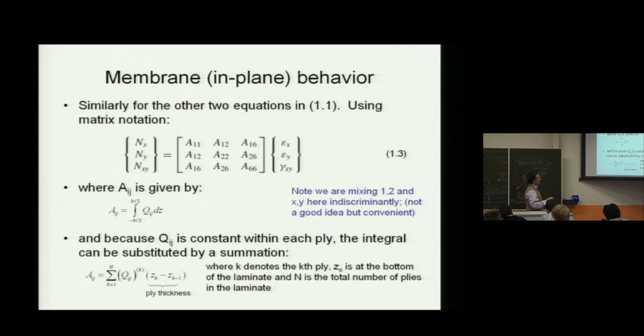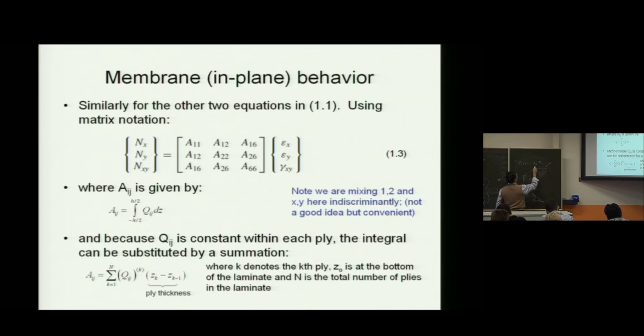So in general, Aij, where i and j can be 1, 2, or 6, are given by this integral through the thickness. Because within each ply, however, the corresponding Qij is constant. So each ply has its own Qij, Q11 or Q16 or whatever it is. So I can simplify these integrals as summations over all plies. Basically, within each ply, I only get the Qij of the kth ply. And the integral with respect to z would give me a zk minus zk-1.